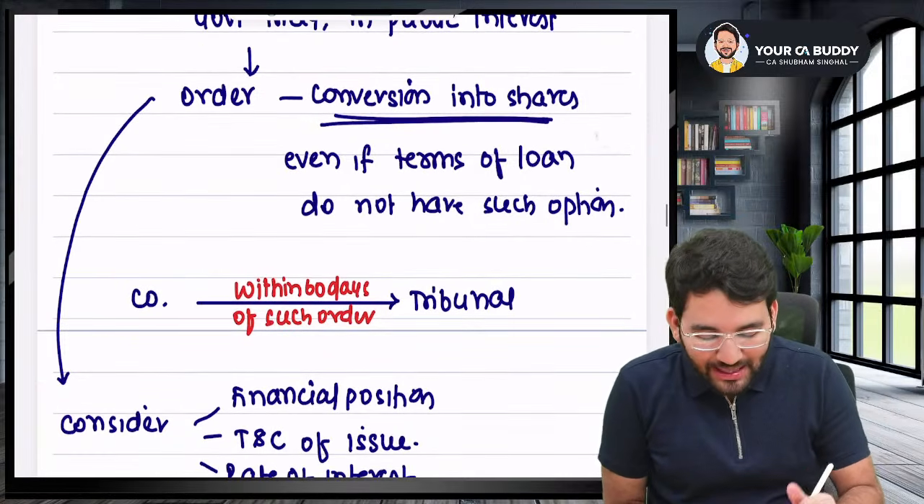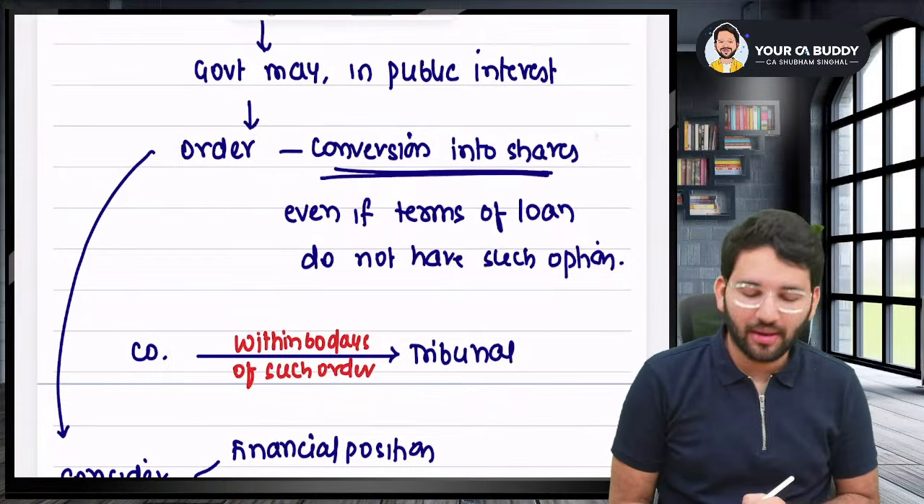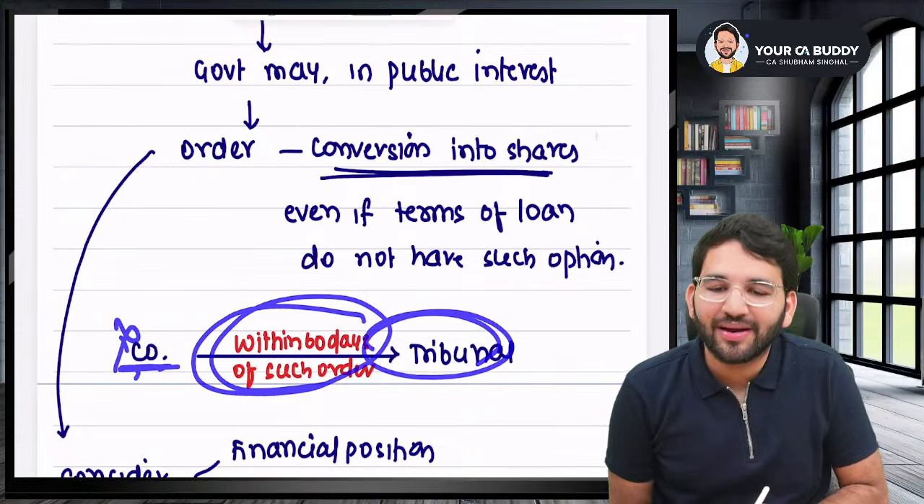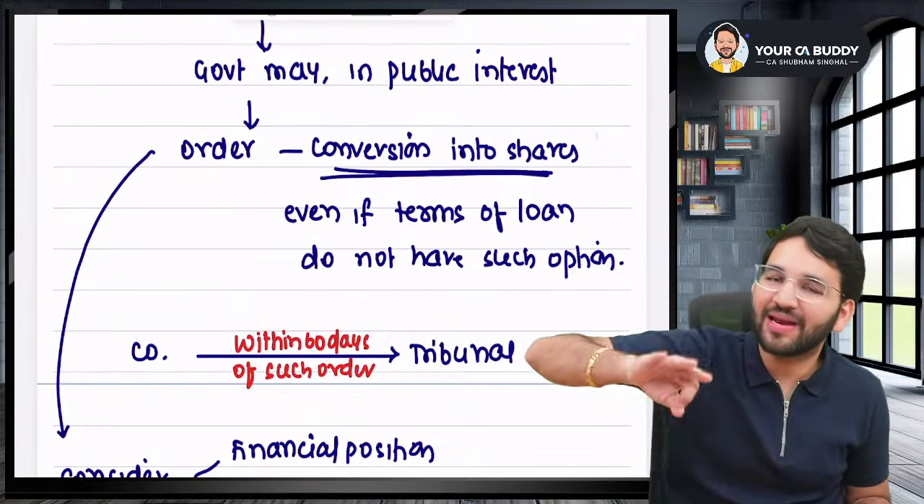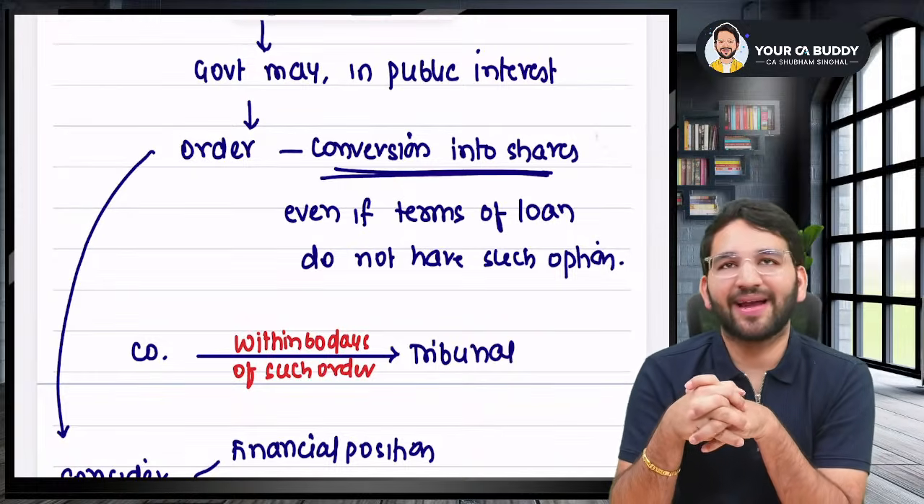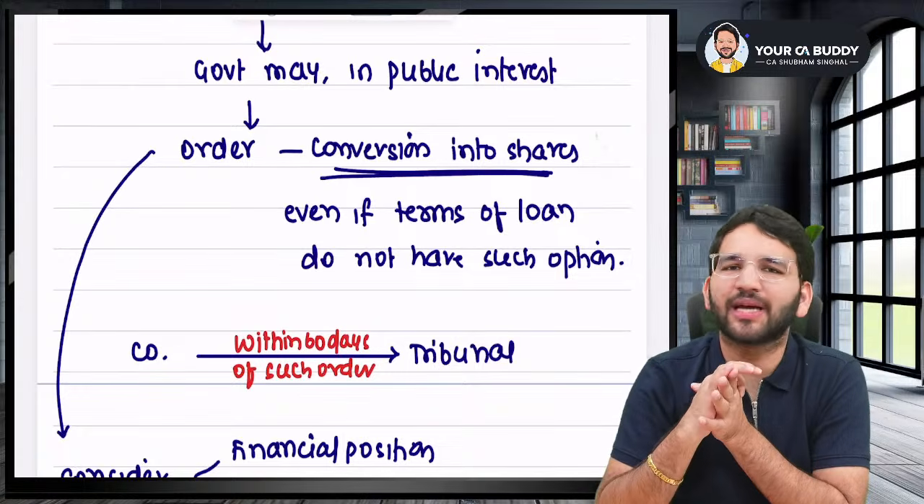Now, if the company is aggrieved, sir, they are giving this order, and the company is not okay with the order. So the company will, within 60 days of such order, inform the tribunal. The company will inform the tribunal within 60 days that, guys, please look at this thing: government is forcing us to convert and the terms are not good.